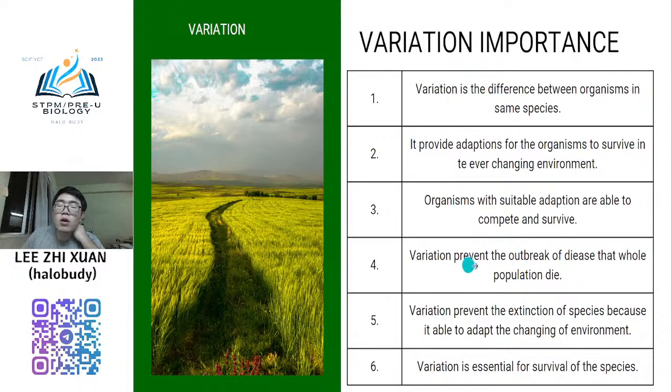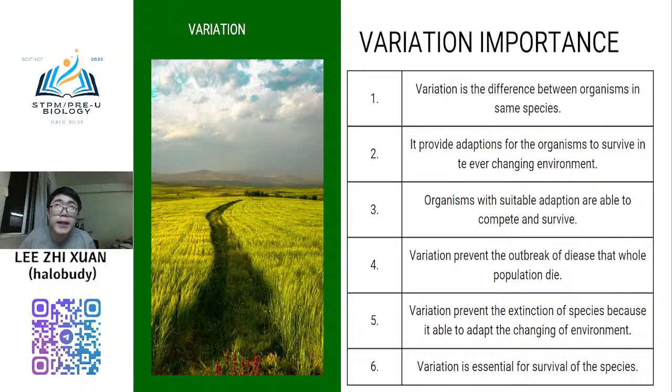Variation can also prevent an outbreak of disease from making the whole population die. What if all of the organisms contained the same variation, meaning that the gene characteristics, the gene sequence, are totally the same? If totally the same, and one disease breaks out in the population or the world.